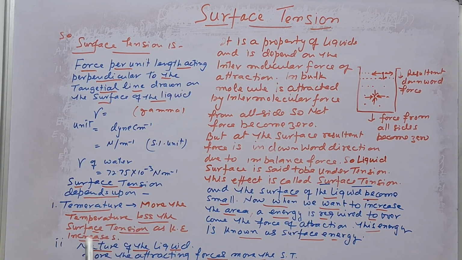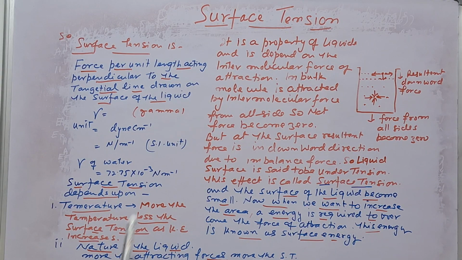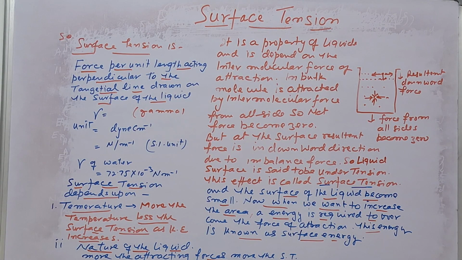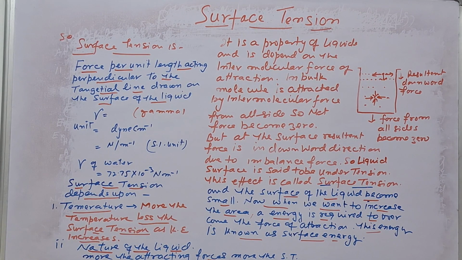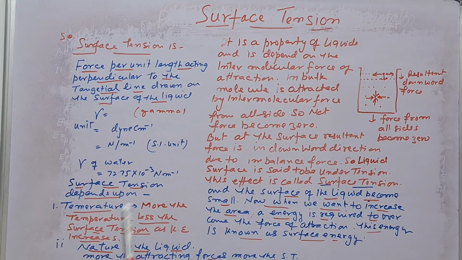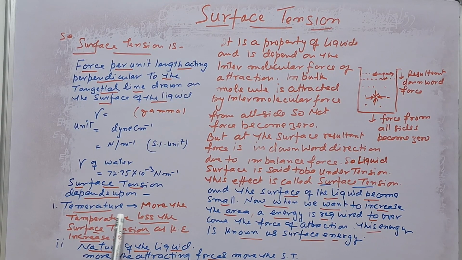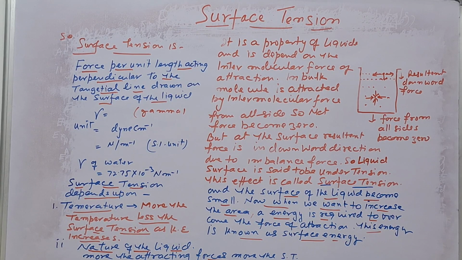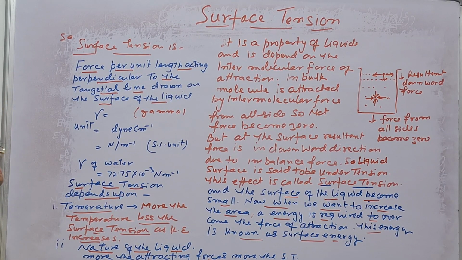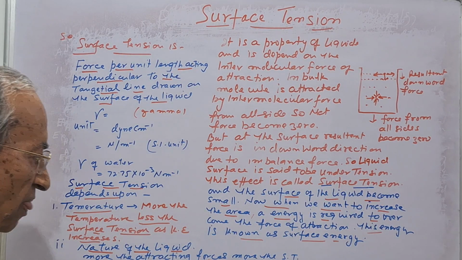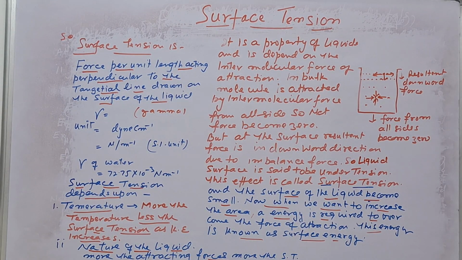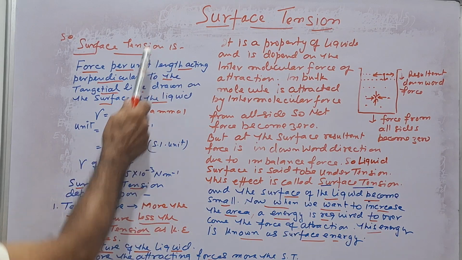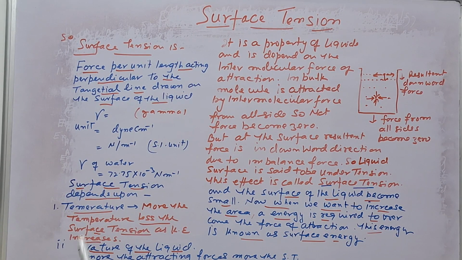Now this surface tension depends upon the temperature and the nature of the liquid. See, if temperature increases, what will happen? Kinetic energy will increase, so the surface tension will be less. So the more the temperature, the less the surface tension, as kinetic energy increases. But for the nature of the liquid, the more the attractive force, the more the surface tension. So surface tension depends upon the temperature and the nature of the liquid.